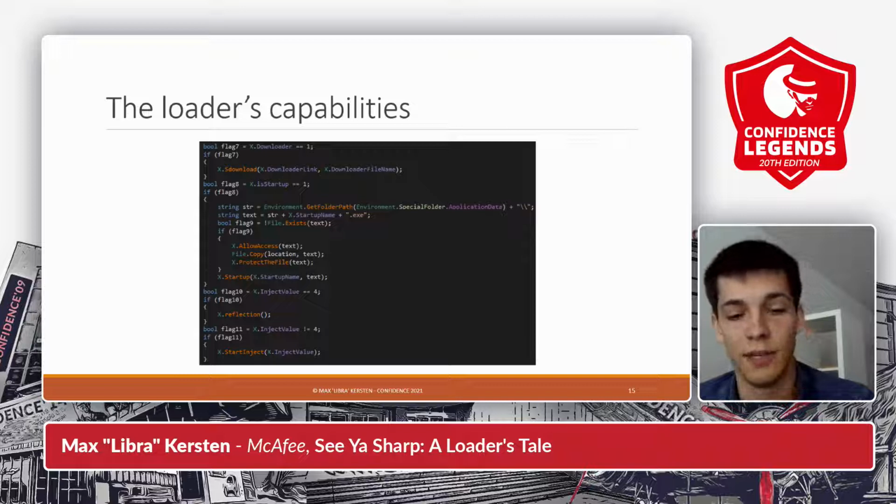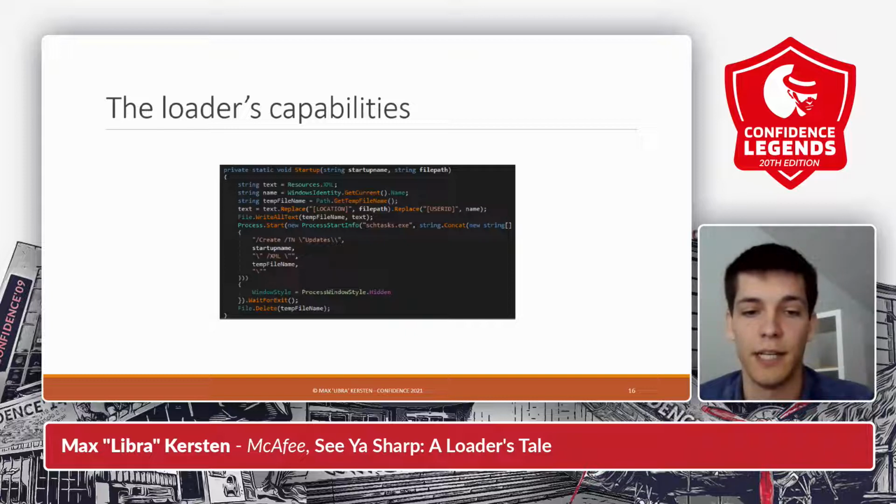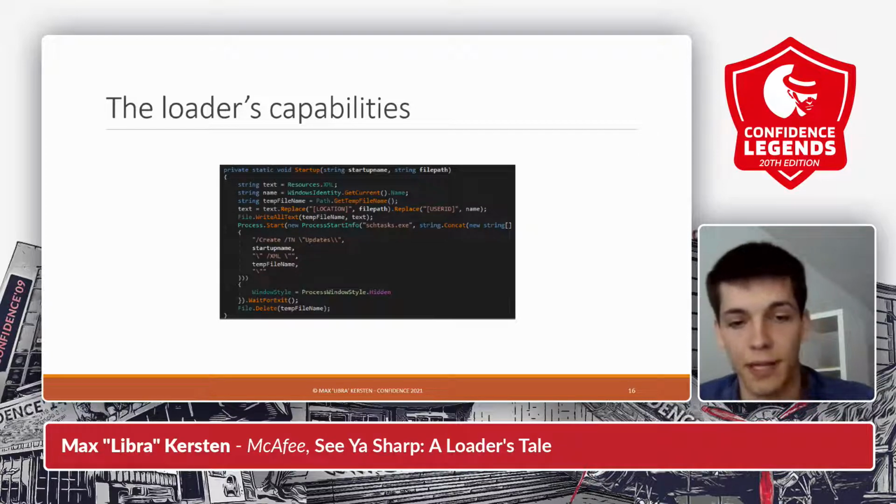We have two different versions of the payload execution. In the bottom, we see flag 10 and flag 11, where we have reflection and the start of the injection. But first, I want to talk a bit about the startup. And the startup or persistence is done via the scheduled tasks. And this is actually what led me to find over 500 different versions of this loader in a variety of platforms online, because they have a template that they load based on the scheduled tasks or how you should submit one.